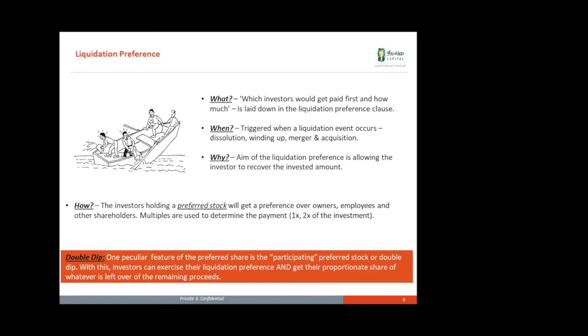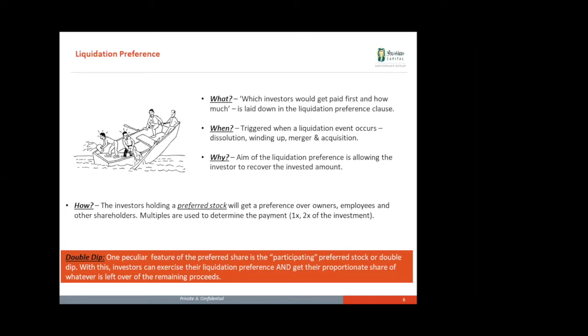The thing that you should look out for is this participating preference that an investor would have, and just look out for that in your term sheets. What that allows the investor to do is to get their investment amount back plus participate in additional proceeds that are remaining with the company after all the creditors, etc., have been paid out.